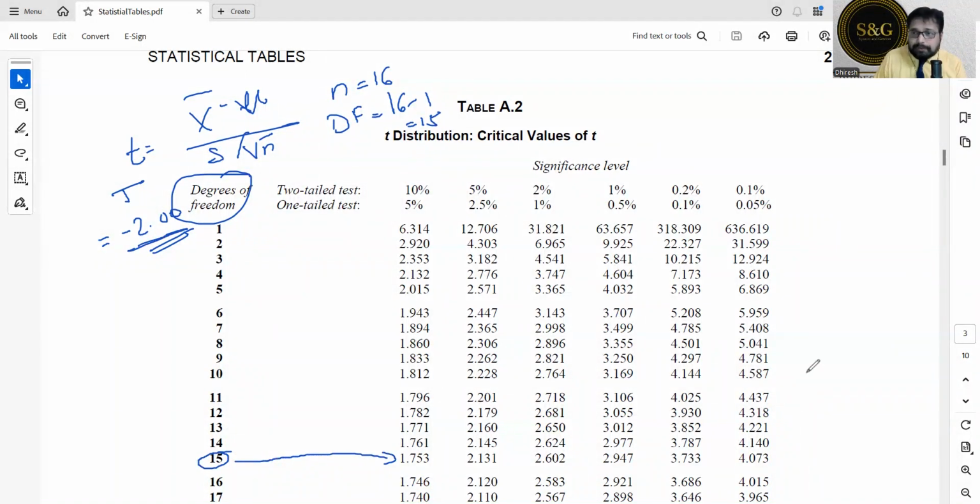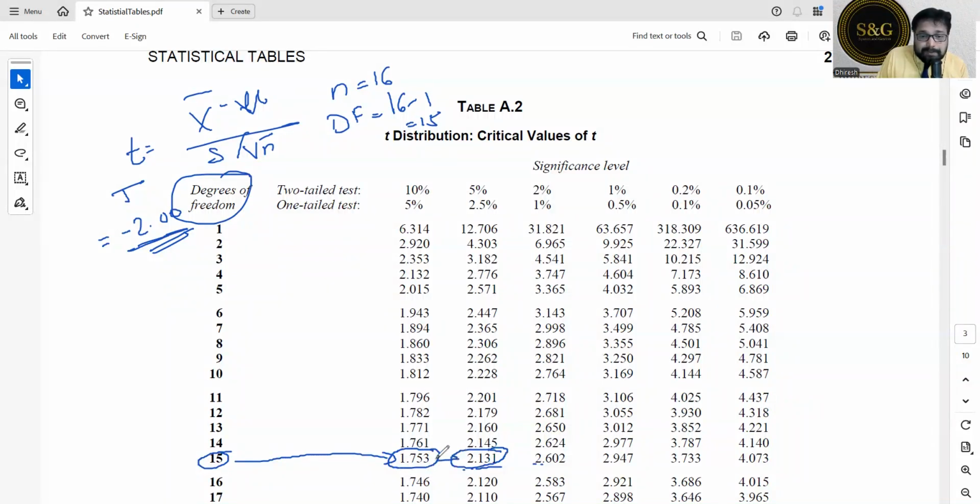So, we'll only check the positive value. Here we can find out in this row, what is the nearest value you will find? You will find this is the nearest value. Now on this side, this is on the higher side, but our value is 2.0, right? So this is between these two values. Are you clear, Priyanka?